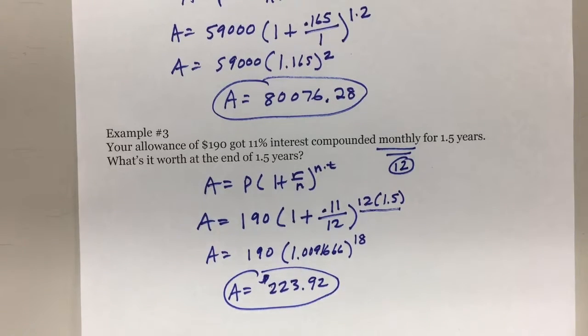Remember, the key difference between compound interest and simple interest is that in simple interest, only your initial deposit earns interest. In compound interest, your interest earned earns interest as well. So the money grows a little faster.